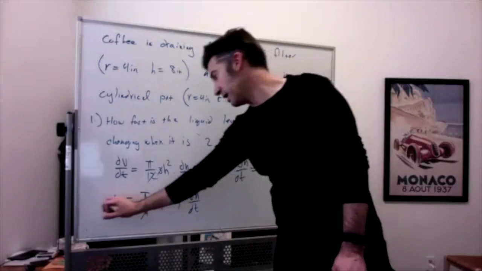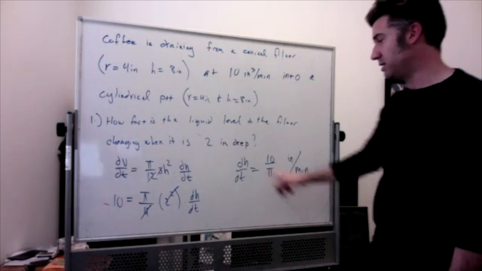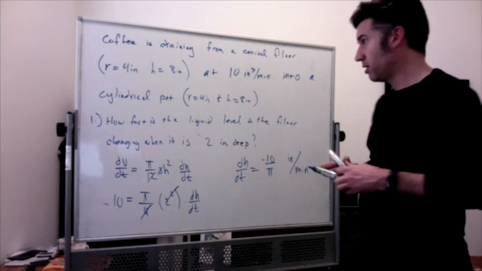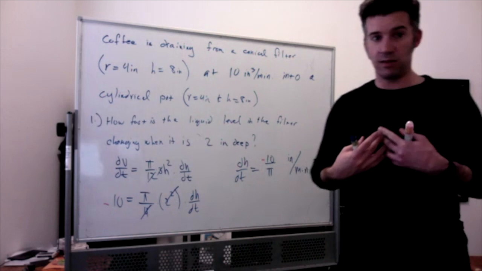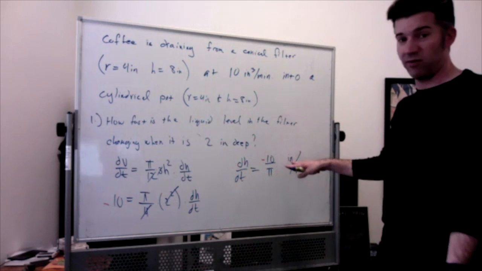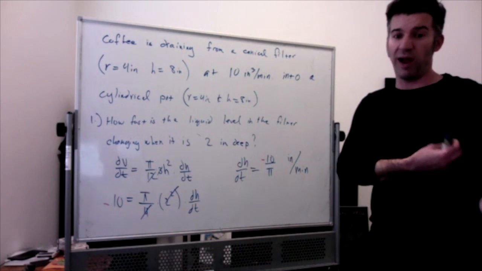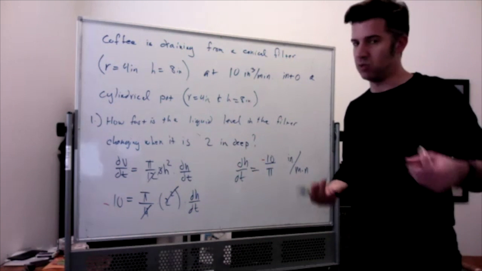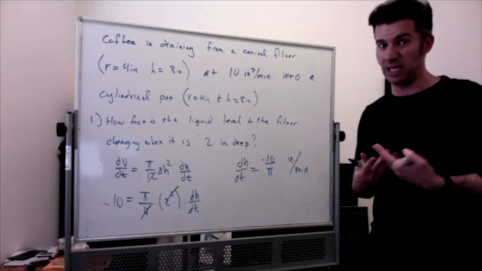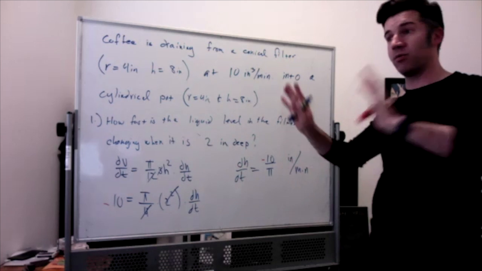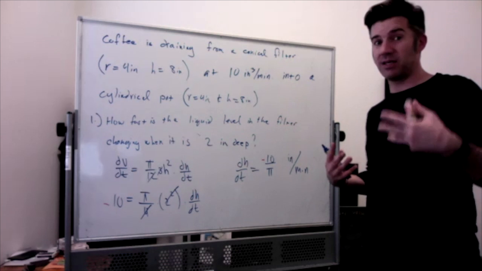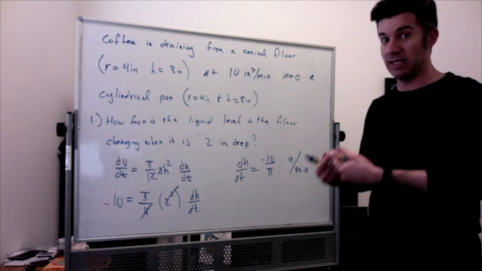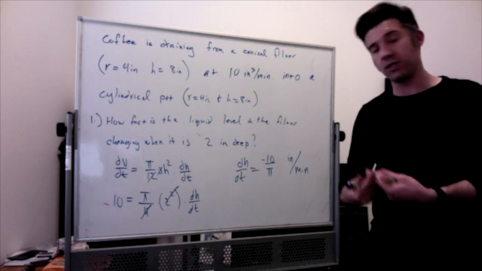So that negative 10 equals all that, and dH/dt is negative 10 over pi inches per minute, which makes sense. So I could say that dH/dt is just a negative number, meaning the height is decreasing, or I could write out in words and say the height is decreasing at 10 over pi inches per minute. But you somehow have to indicate that you know that it's lessening, not increasing. And I should say more broadly, if something is getting smaller, we know its rate of change, aka its derivative, should be negative. Something is getting larger, its derivative should be positive.